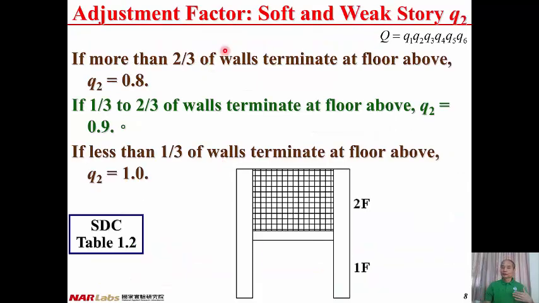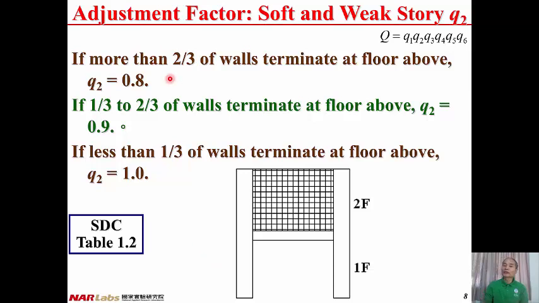Then we move to adjustment factor 2, Q2, for soft and weak story. And here is the figure. The wall here is terminated at the second floor. Therefore, we have a wall on the second floor and no wall on the first floor. Then in this case, the first floor is soft and weak compared to the second floor.